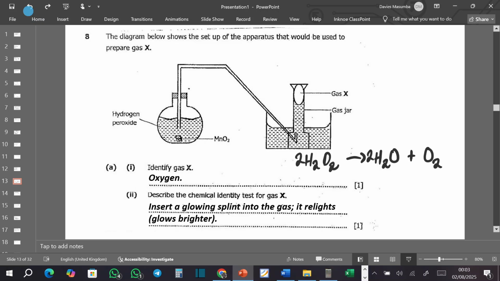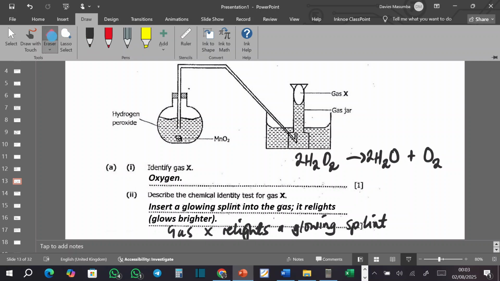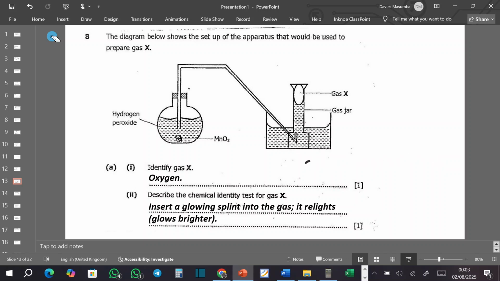splint. Okay, yeah. So you can even say gas X relights a glowing splint. So why? Because it supports combustion. So oxygen is a very good gas which supports combustion. So because it supports combustion, it relights a glowing splint.